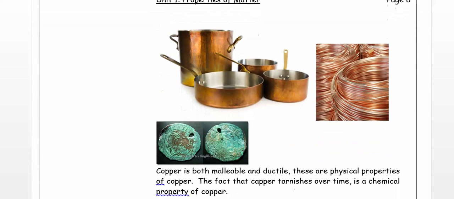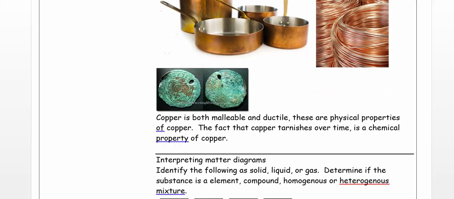By the way, just a couple of pictures of the ductile and malleable ways that are the physical characteristics of, say, copper. These copper pots, for example, can be hammered because of their malleable properties. These coins can be shaped because of their malleable properties. And this is copper wire. Copper can be pulled into wires because of its ductility. So those are physical properties.